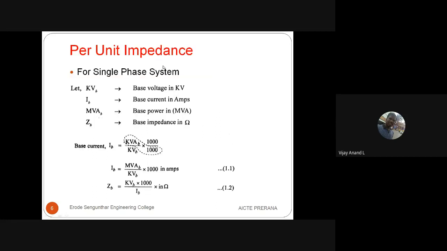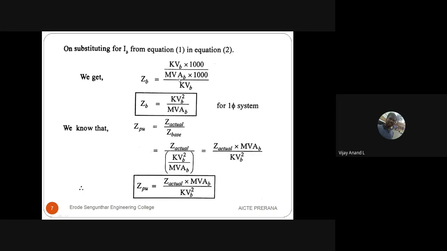That is, the IB value is substituted in this equation. From equation number 1, we are going to substitute this value in equation number 2. So now ZB becomes KVB square divided by MVA for single phase. For single phase, the ZB value will be KVB square divided by MVA.